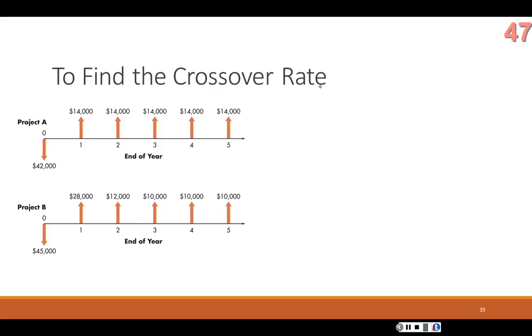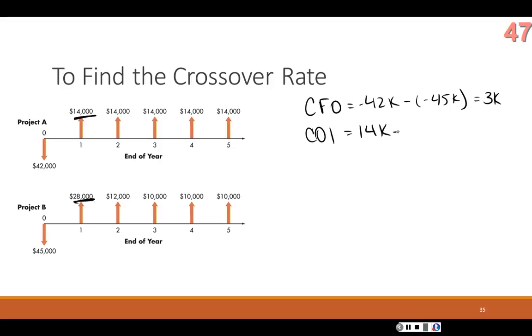We simply take the difference in the cash flows in each period. So at time period 0, Project A returns negative $42,000, and we subtract from that Project B's cash flows of a negative $45,000. So negative 42 plus 45 is 3,000. Cash flow at time period 1, take the 14,000 and subtract the 28,000. You just have to be consistent. A from B or B from A, it doesn't matter. So negative 14,000.